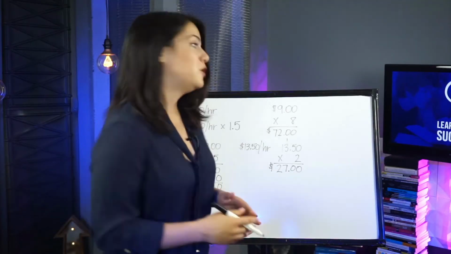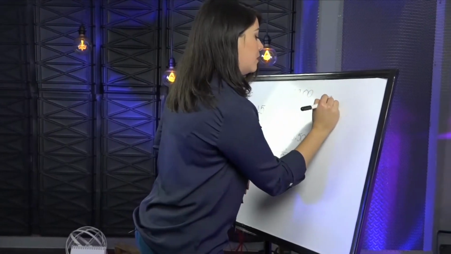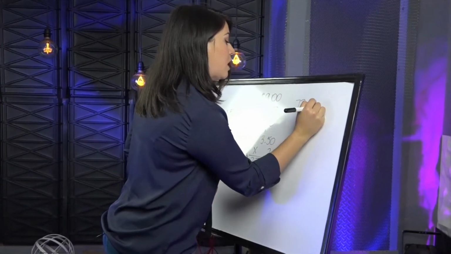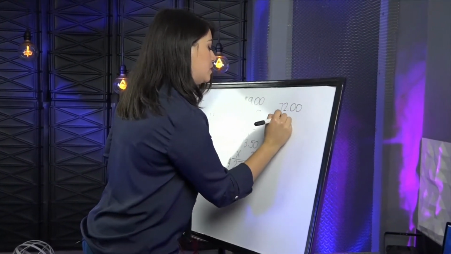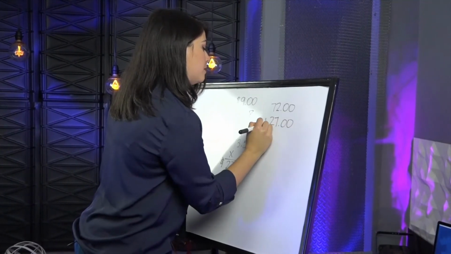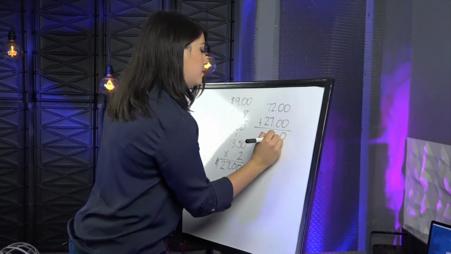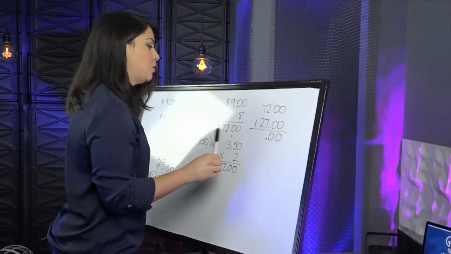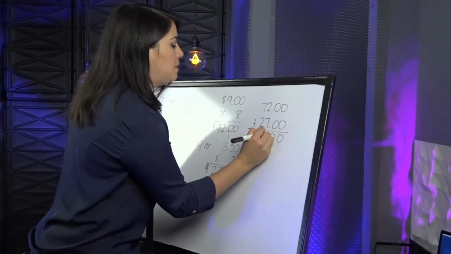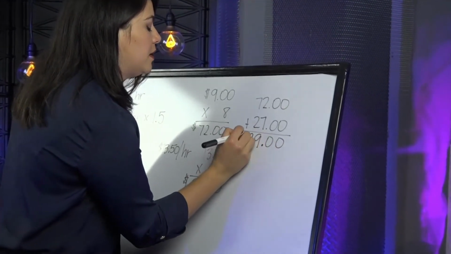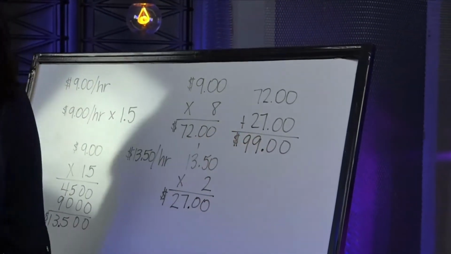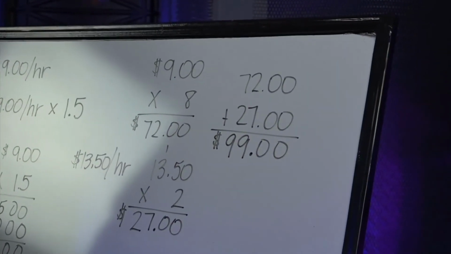So now we have to add those up. $72 plus $27. We line up our decimal points. 2 plus 7 is 9. 7 plus 2 is 9. Alan earned $99 when he worked 10 hours on Tuesday. Let's go ahead and take a look at the next problem.